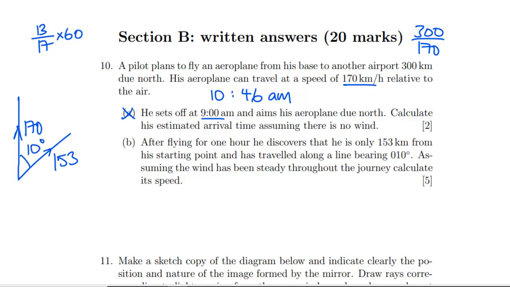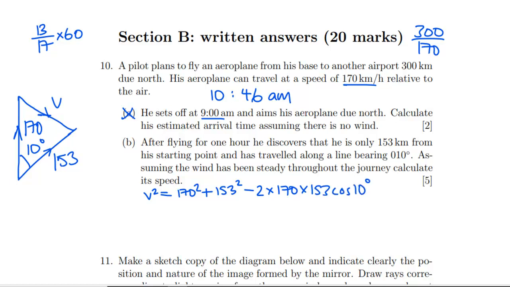So that's our resultant. So the wind must have been at a vector, which is going to mean that we're adding up these two vectors to get the resultant. We say that's V. We've now got a triangle, with two sides around an angle. So that's going to be the cosine rule. V squared is 170 squared plus 153 squared minus 2 times 170 times 153 times cosine of 10 degrees.